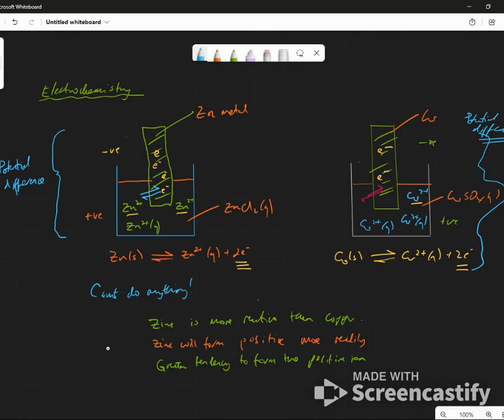All right. So potential difference. Now again, what can I do with this? I can't do anything with either of them. But the Zn2+ solution is more positive, but the zinc metal is negative. That is exactly right, Rose.